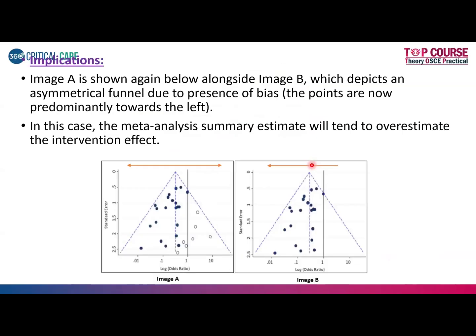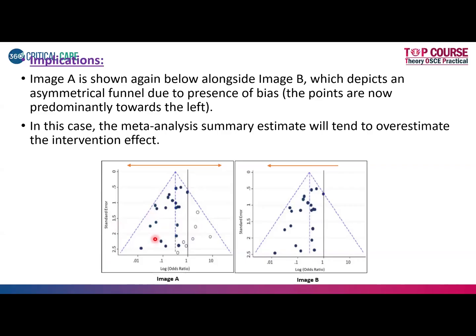Implications: for example, we have these two images, image A and image B. Here we have the standard error on the y-axis and the log odds ratio on the x-axis, the line of no effect or overall effect, and then the 95% confidence interval. What do we see here? In image A, the studies are scattered in different directions.